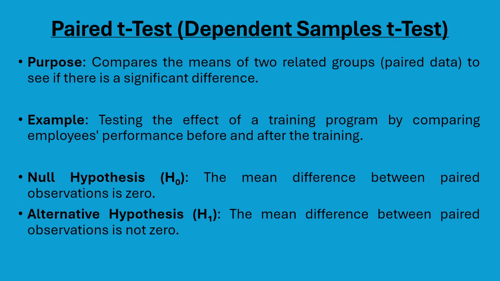And the third one is the paired t-test, which is also known as the dependent sample t-test. It basically compares the means of two related groups, that is paired data, to see if there is a significant difference. An example can be testing the effect of a training program by comparing employees' performance before and after the training. So the null hypothesis can be the mean difference between paired observations is 0, and the alternative hypothesis can be the mean difference between paired observations is not 0.